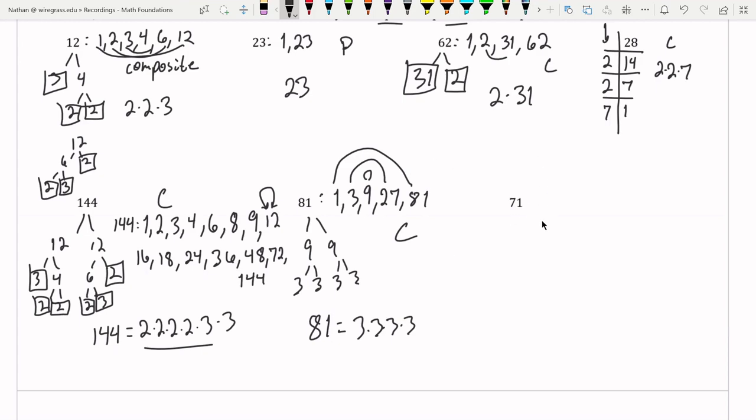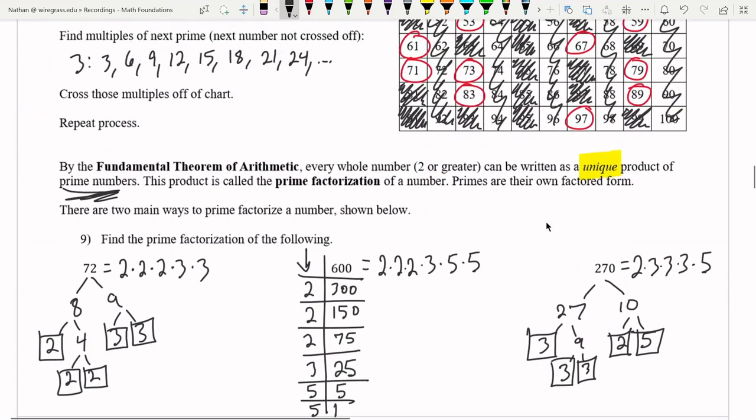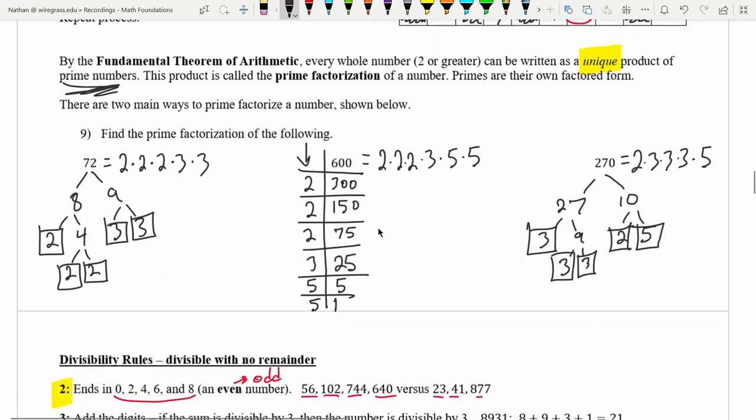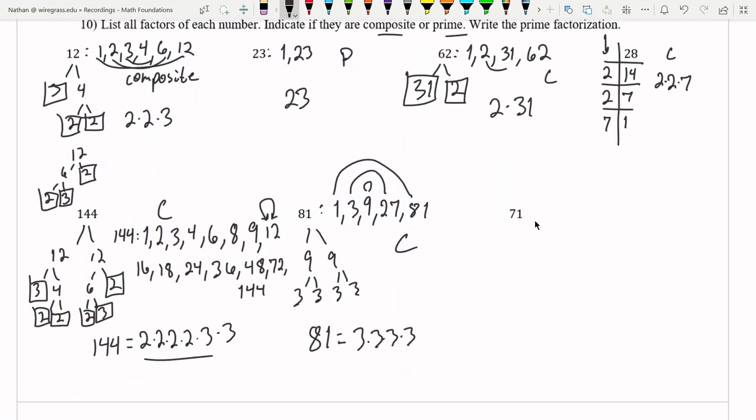Okay, 71, I suspect this is prime. Let's go back and check. And there it is, right there. So yes, 71 is prime. The factors, of course, of a prime number is just going to be 1 and 71. It is prime. And the prime factorization of a prime number is just 71.